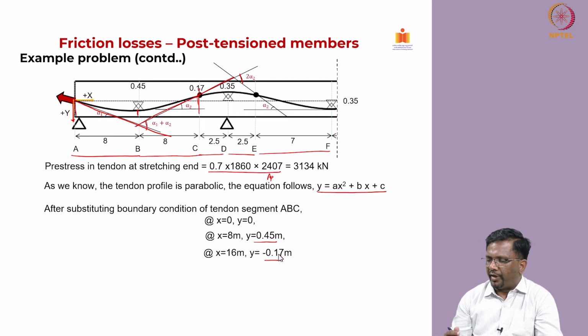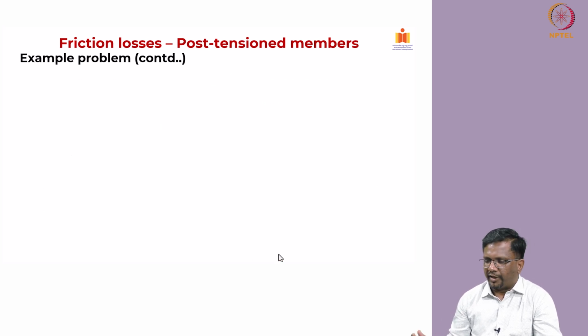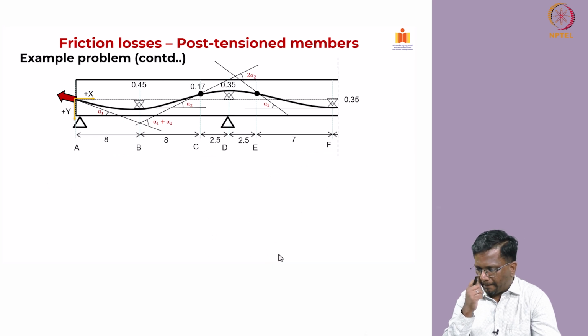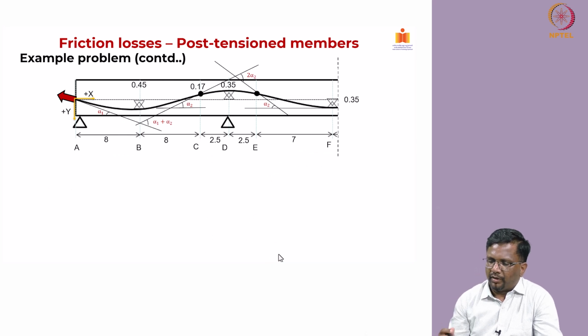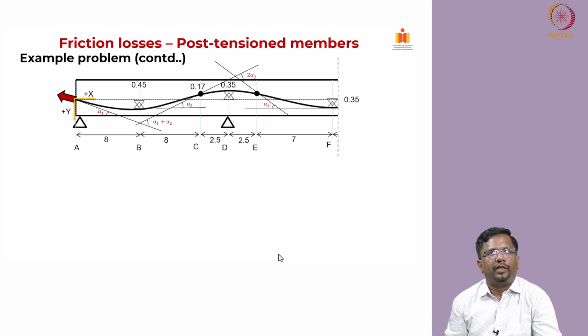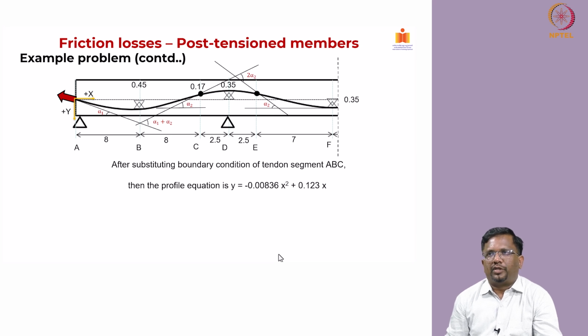So, I can calculate the profile for this cable, and then we can calculate the cable slopes at each point and then the change in the cable slope. After substituting the boundary conditions for the tendon segment ABC, we find the equation for the profile as y is equal to minus 0.00836 x square plus 0.123 x.